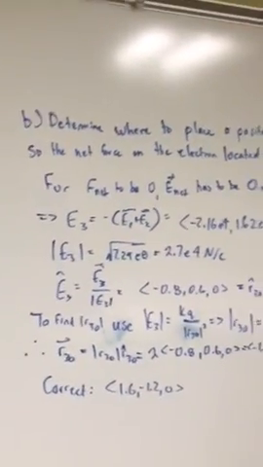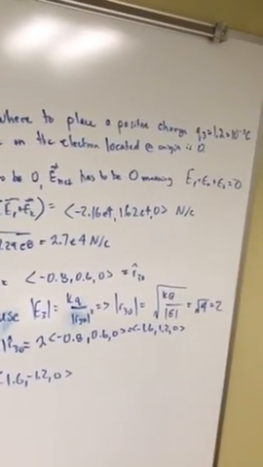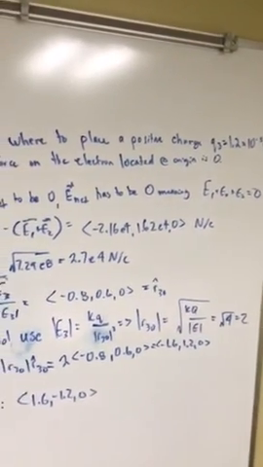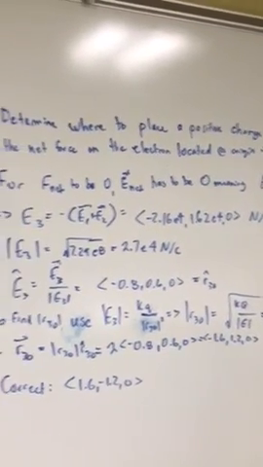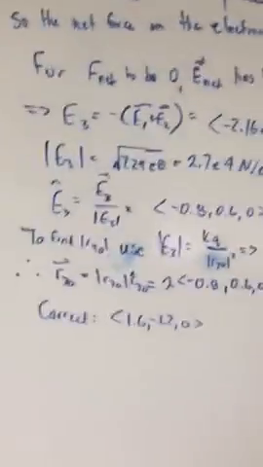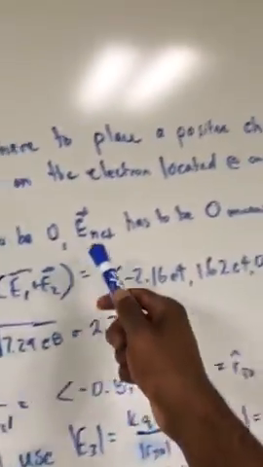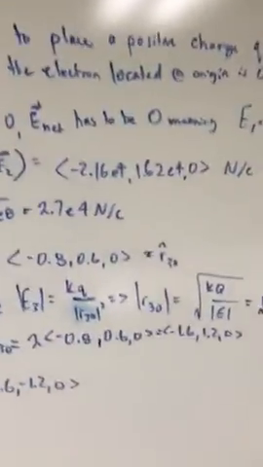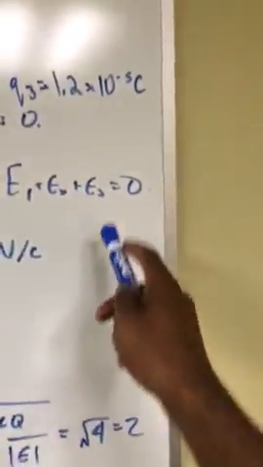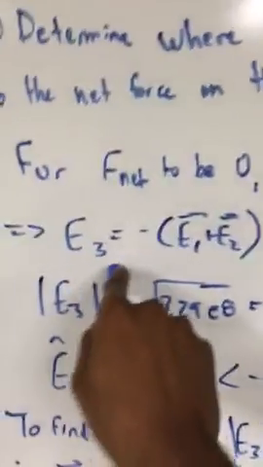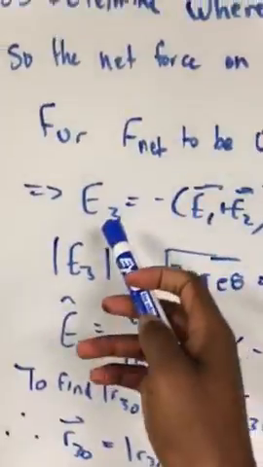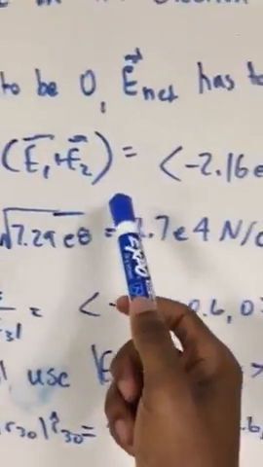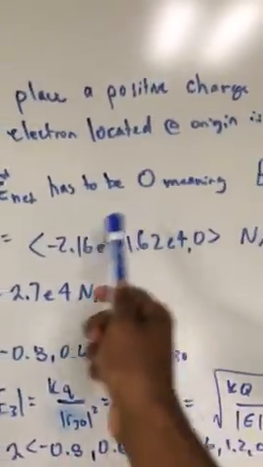For the second part of the question, it says determine where to place a positive charge Q3 equals 1.2 times 10 to the negative 5 coulombs, so the net force on the electron located at the origin is 0. Now thinking about this, for F net to be 0, our E net also has to be 0, which means that E1 plus E2 plus E3 is equal to 0, which can help us find E3. If we move this to the other side, E3 is essentially just the negative of E1 plus E2 added together, which gives us this value here.